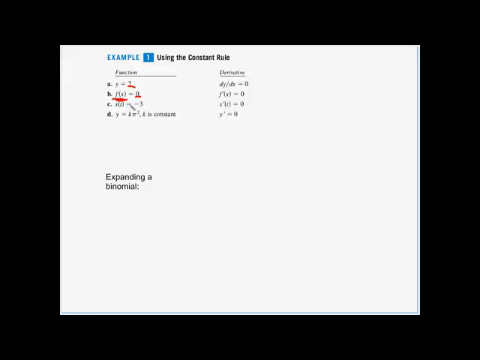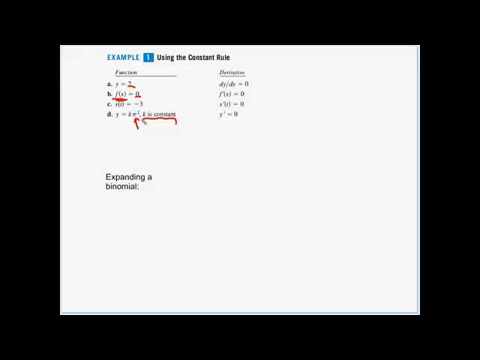S of t is equal to negative 3. So we find the derivative s prime of t, and of course that's going to be equal to 0. And here's a different one, y equals k times pi squared, where k is just a constant. K is just a number. And don't forget, pi is just a number too.